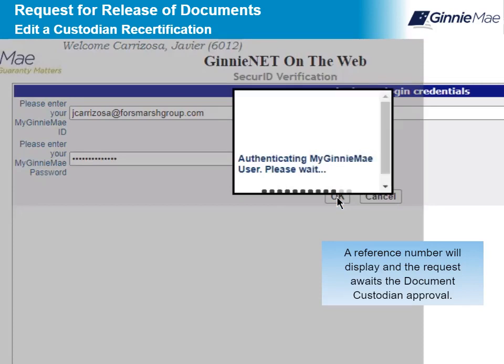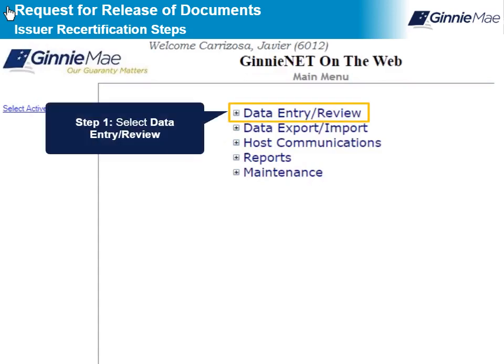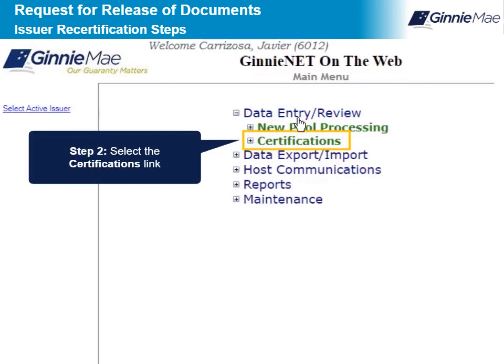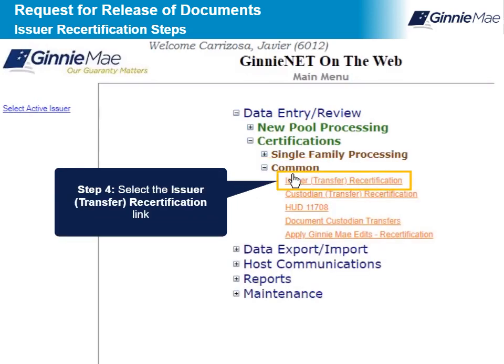Select Next to continue. The steps for issuer recertification are similar to the document custodian recertification. These are the steps for an issuer transfer recertification from the Ginnie Mae main menu screen. Step 1. Select Data Entry/Review from the Ginnie Mae main menu screen. Step 2. Select the Certifications link. Step 3. Select Common. Step 4. Select the Issuer Transfer Recertification link to access the Issuer Transfer Recertification screen.